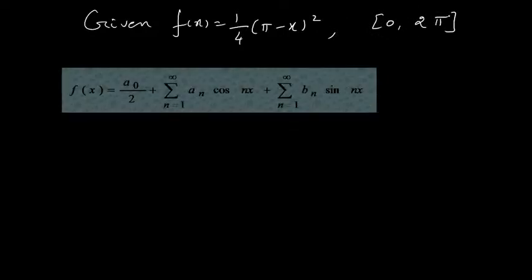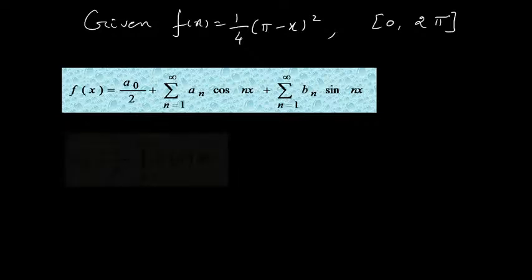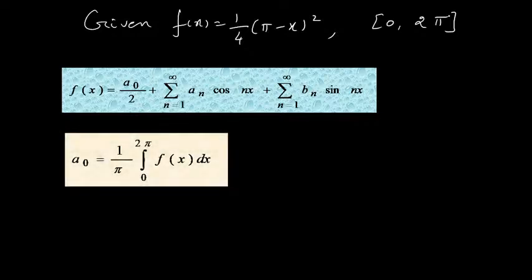You already know the general Fourier series representation of any function f of x defined in the interval 0 to 2 pi: f of x is equal to a0 divided by 2 plus sigma n varies from 1 to infinity a n cos nx plus sigma n varies from 1 to infinity b n sin nx. Here a0, an and bn are all constants. These constants are calculated by making use of Euler's formulas.